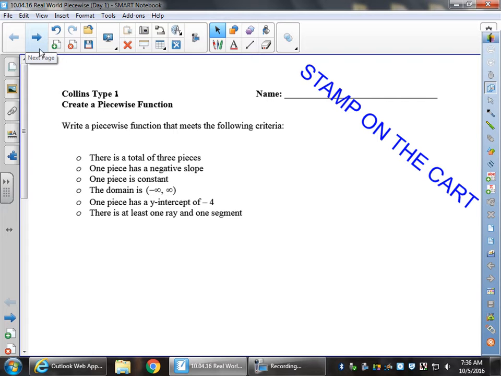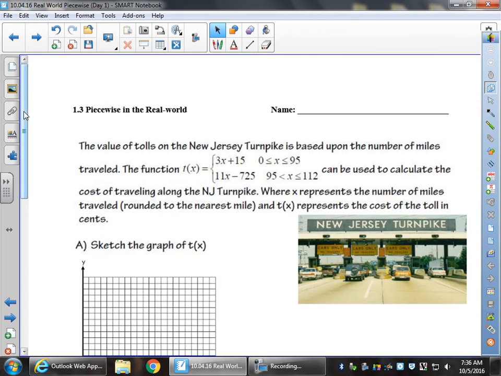So you can show it to a neighbor, put it in the pocket of your folder, and we will visit it again first thing tomorrow.